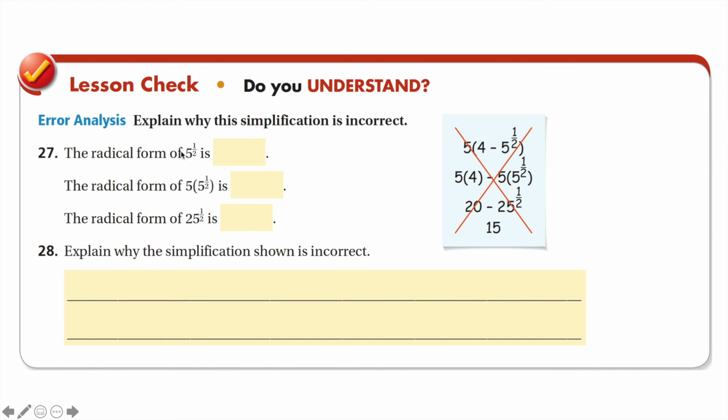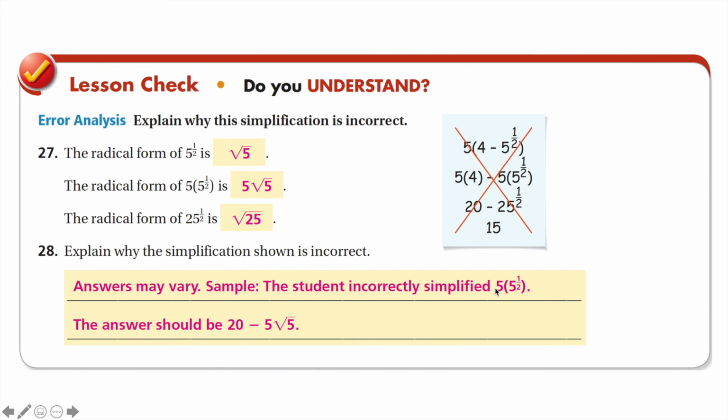Well, the radical form of 5 raised to the 1/2 power is going to be the square root of 5. The radical form of 5 times 5 raised to the 1/2 power is going to be 5 square roots of 5. So the radical form of 25 raised to the 1/2 power is going to be the square root of 25. So if we had to explain why the simplification shown is incorrect, we can basically say that the student incorrectly simplified 5 times 5 raised to the 1/2 power, and the answer should actually be 20 minus 5 square roots of 5.